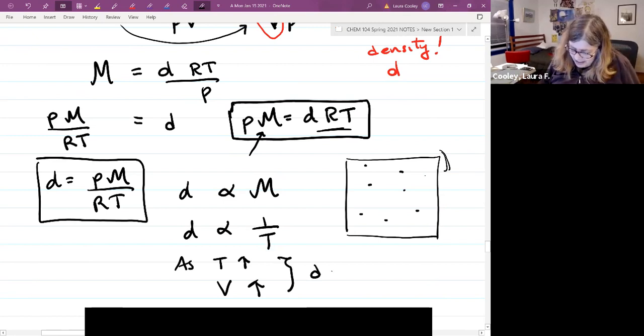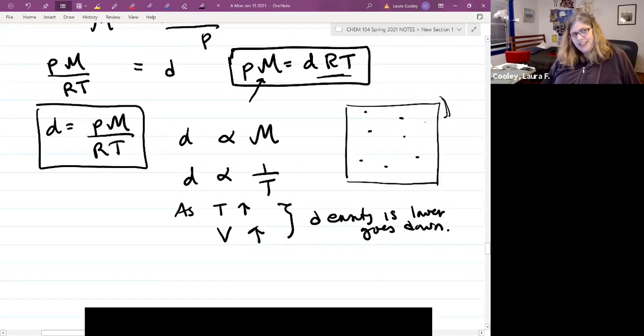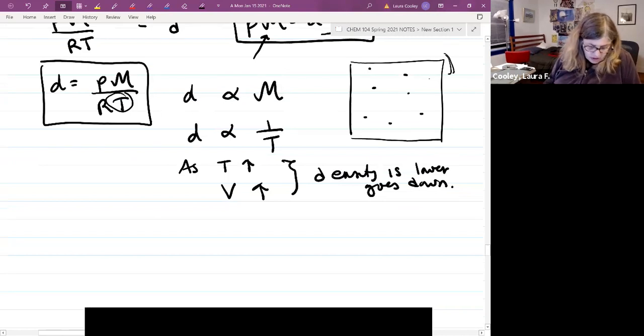So the density is lower, goes down. Density is really very different for a gas than it is for a liquid and a solid, because liquids and solids have fixed volumes. You really can't change those volumes without drastically changing the conditions. But for a gas, under one pressure it'll be one thing, under one temperature it'll be another. Anything that affects the temperature is going to affect the density. So density is not a constant for a gas. It depends on conditions.